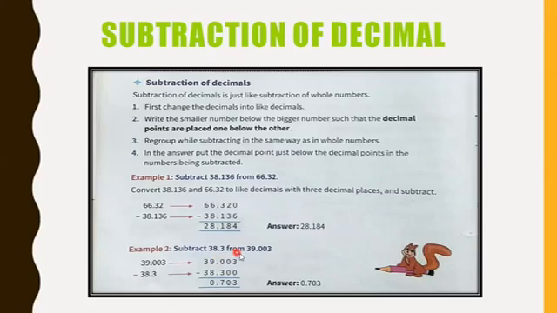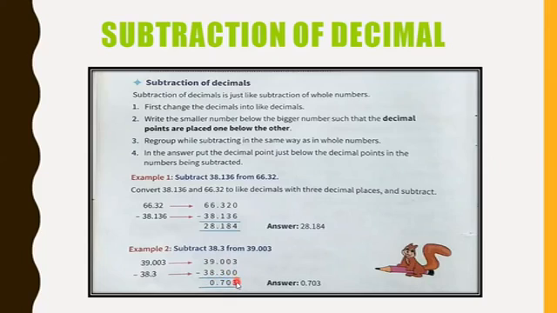Subtract 38.3 from 39.003. Here if you observe, after the point there is 1 digit in one number and 3 digits in the other, so you should convert them to like decimals. First we will write the bigger number, 39.003. Then we will convert 38.3 to a like decimal as 38.300.